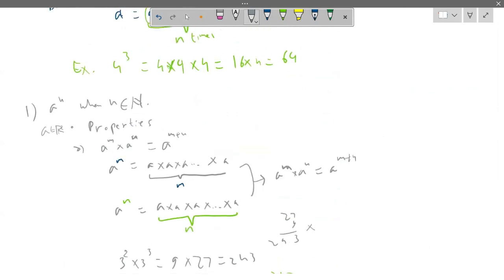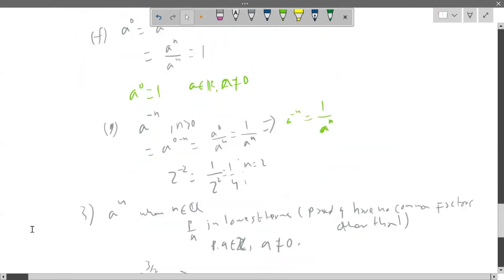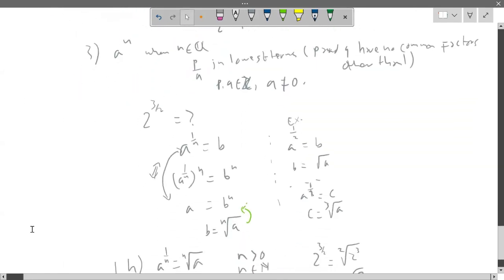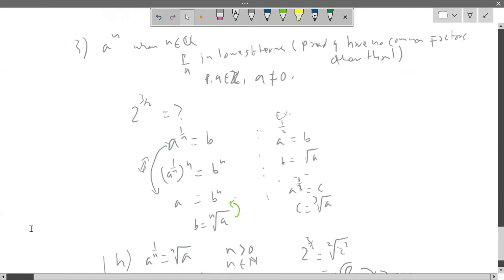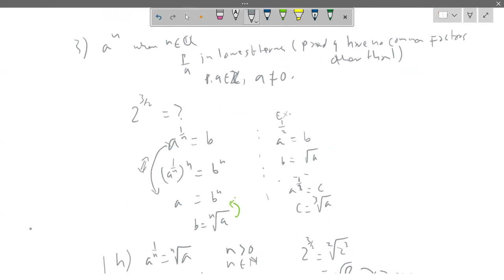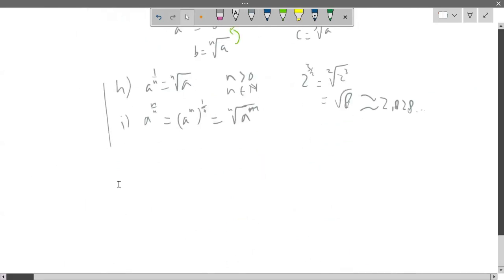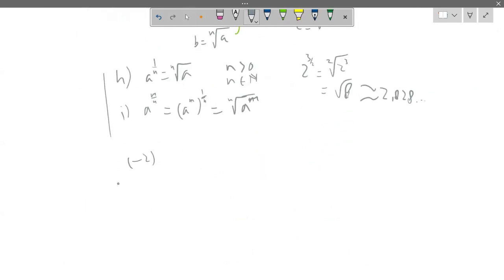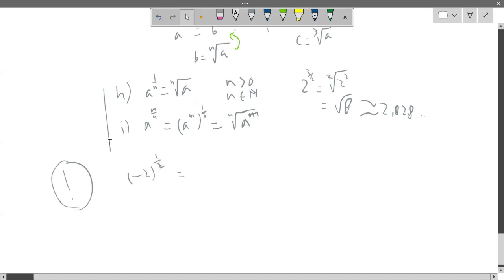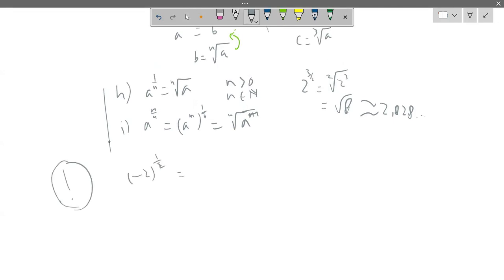A problem arises when we talk about taking the power of a negative number to a rational number. So something like this, -2 to the power of 1/2. Right. So what is the result of -2 to the power of 1/2? If we just use property h, we get this to be the square root of -2.